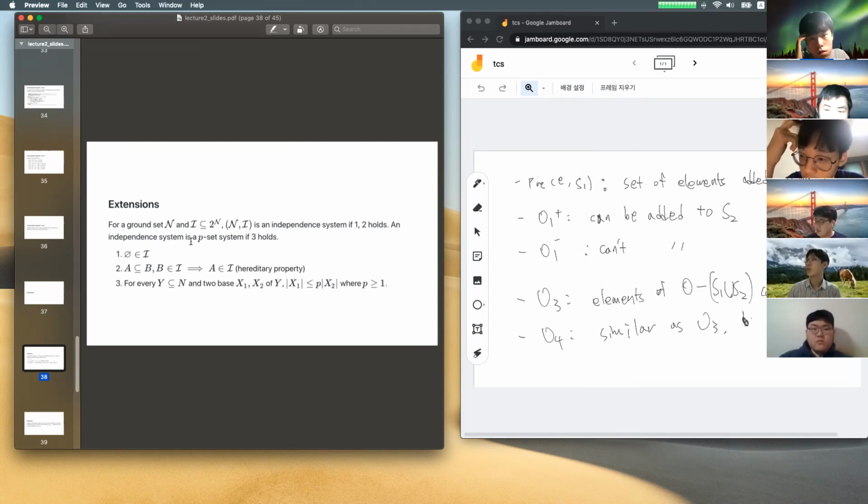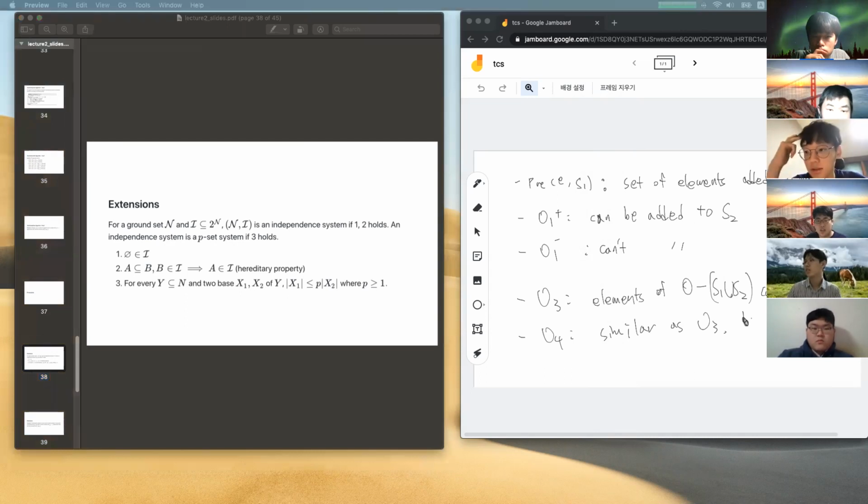I mean, the size of the maximum base and the minimum base are within a factor p, right? Yes, the maximum size of a base is at most p times the minimum base. I see. Is there any intuitive example of a p-set system with constant p?